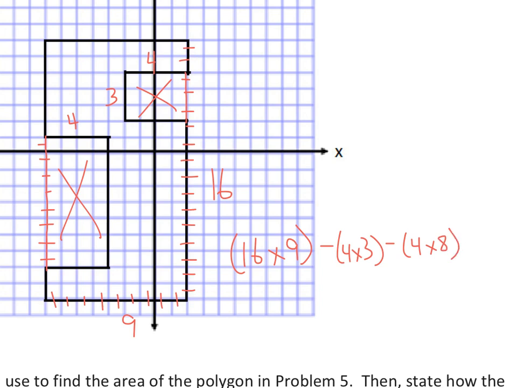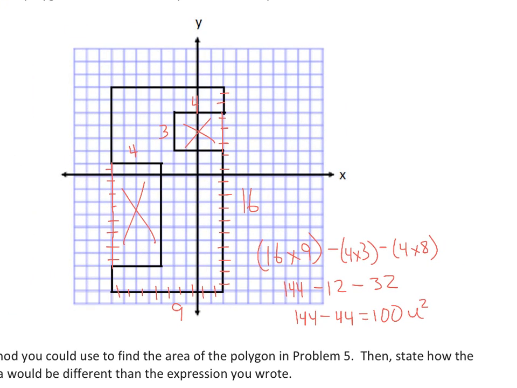And so 16 by 9, that's 54 plus 90, so that's 144 minus the 12 and minus the 32. And let's see, 32 plus 12 is going to be 44. So 144 minus 44 equals 100 units squared. And we could go back and just count them all if we wanted to prove it, but that would be the expression that I would use. And we could start it with area equals, and then say that 100 units squared is what is equal to the area. We don't really need units squared.